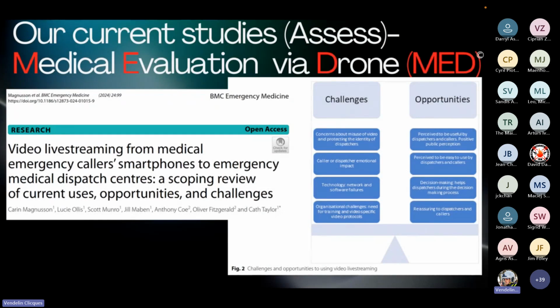Of course, using this, we also have a lot of opportunities, like we can see the patient. However, there are also some challenges, like concerns about privacy. And because we can see the video, the patient, the dispatcher or the people responding will feel a higher emotional impact. And of course, the perennial challenge is the network. In country parks, usually the cell phone signal may not be good. So the connection is always a challenge.